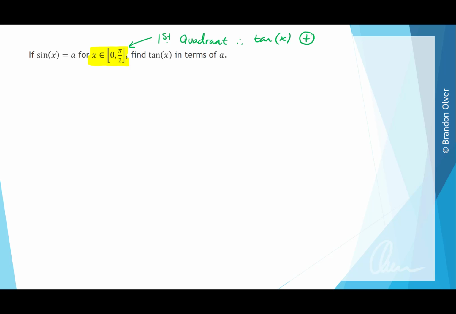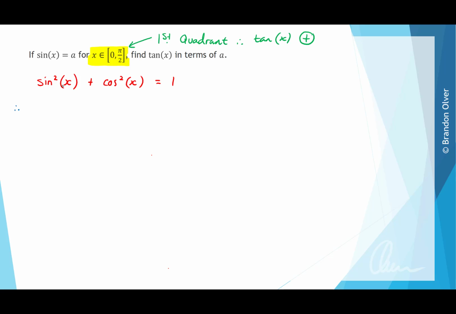Next, our job is to find the value of tan of x in terms of a. So we've got sine x equals a, and tan x we know is equal to sine divided by cos. So if we can find cos, we'll be able to express tan x. The relationship we're going to use is the Pythagorean identity, which says that sine squared of x plus cos squared of x is equal to 1.